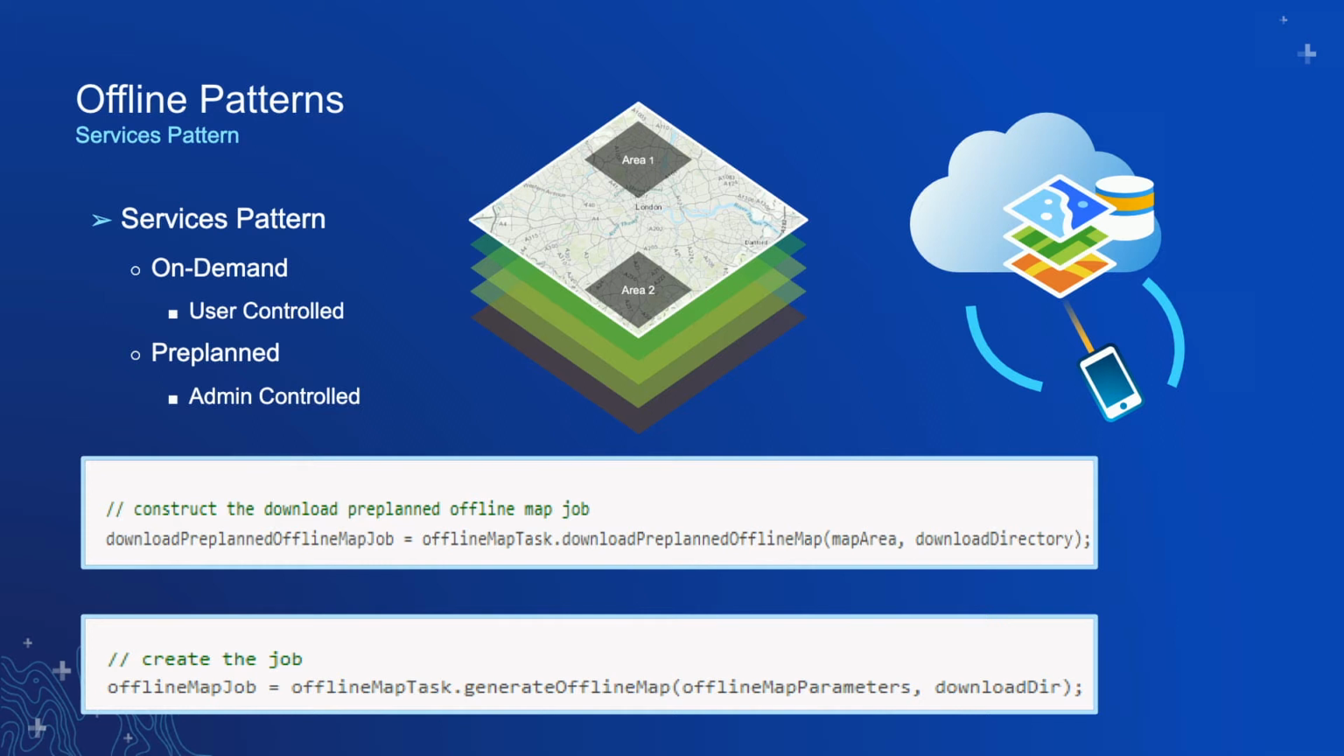Obviously, on-demand mode is more expensive. It takes more time and uses more network resources, whereas pre-planned is already packaged content. All it needs to do is download it. If you see the code, it will use the same offline map task. As I said, all these operations are managed by the task, and it has methods whether you want to download a pre-planned offline map or generate your own offline map with the offline parameters that you want to pass in. And then once you download them, you can edit them and sync them back.